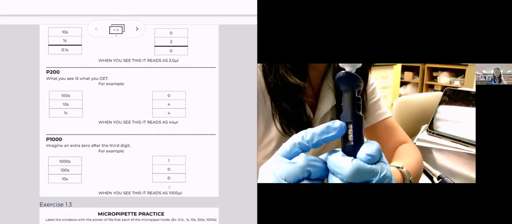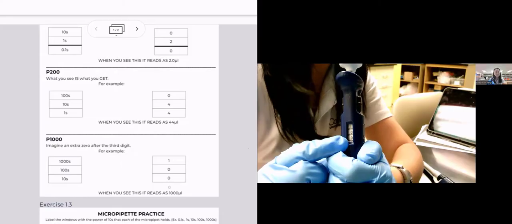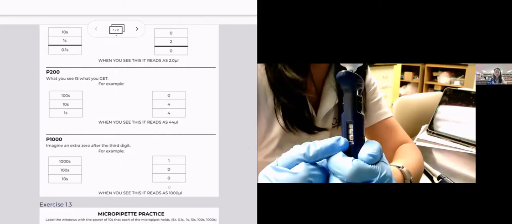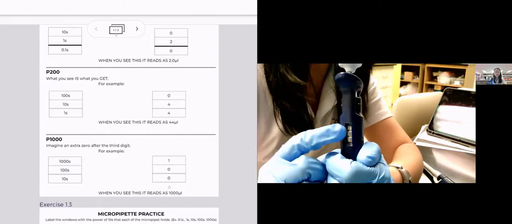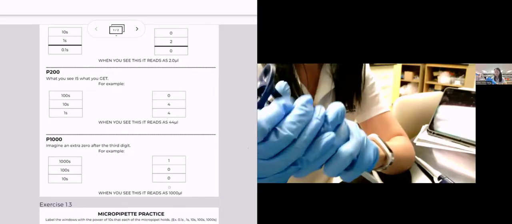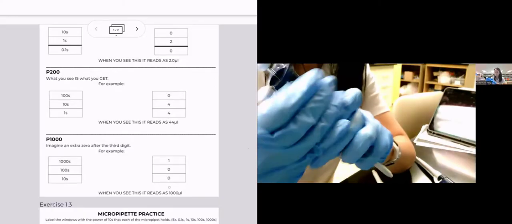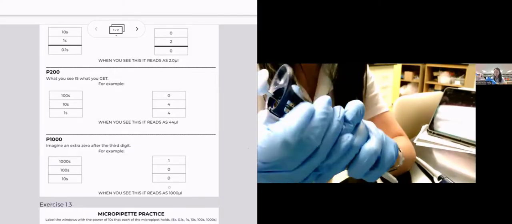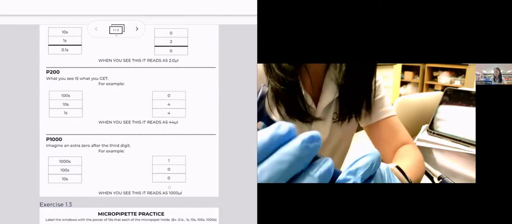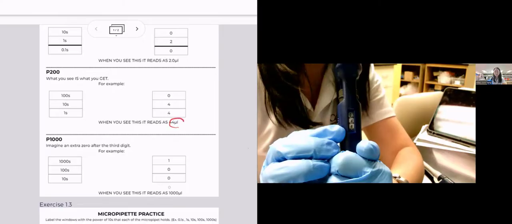Is it 440? No, don't ever do that. You're going to be out of range. So you're going to actually set it to 044. Now, 044 is actually going to give you a reading of 44 microliter.